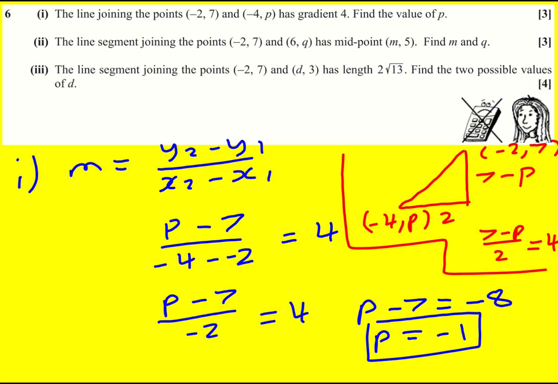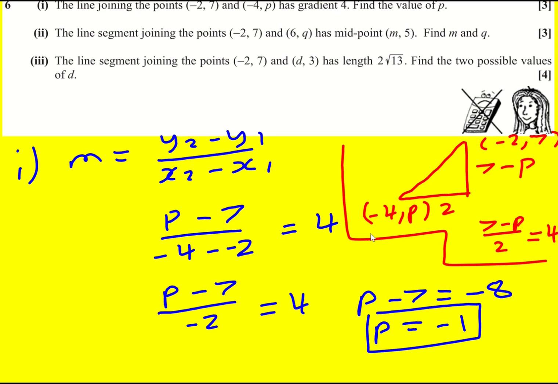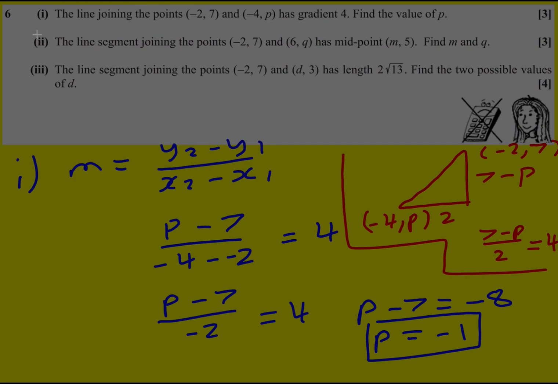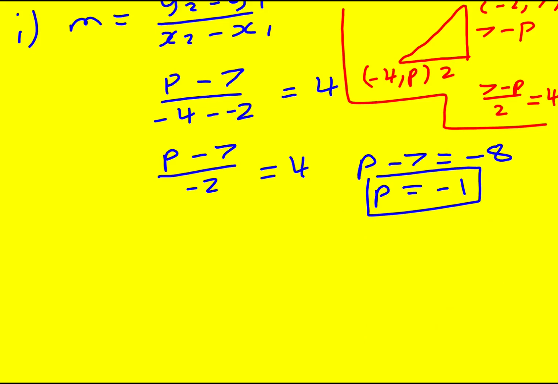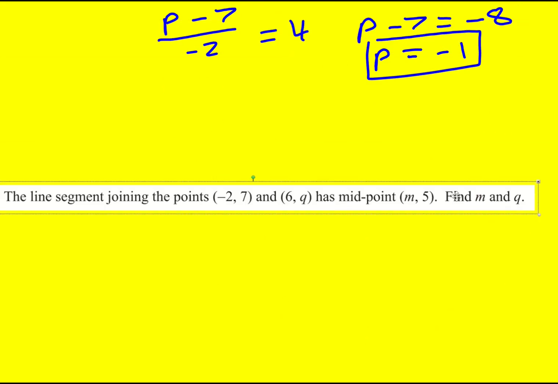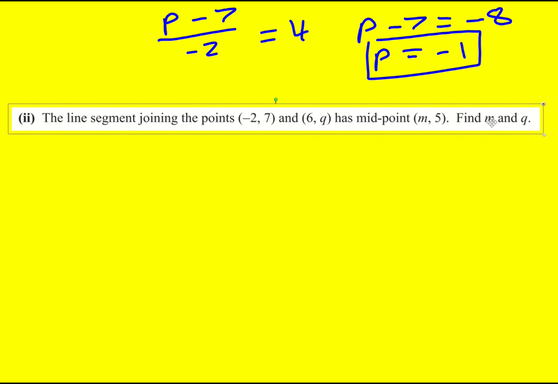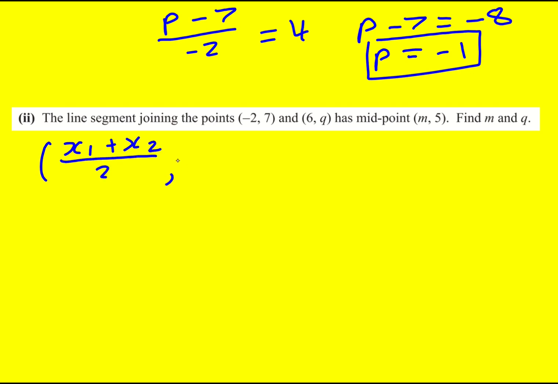Okay, second part, we're given the points minus 2, 7 again, but now 6, q, and we have a midpoint of m, 5. I like it. So we've got two things that we're trying to find. Okay, now the midpoint is found in general by adding your x values and dividing by 2. That tells you the number that's halfway in between, for reasons that I'm not going to go into here.